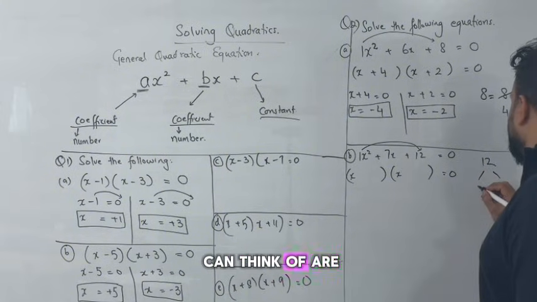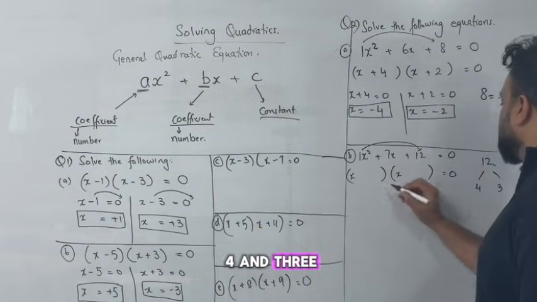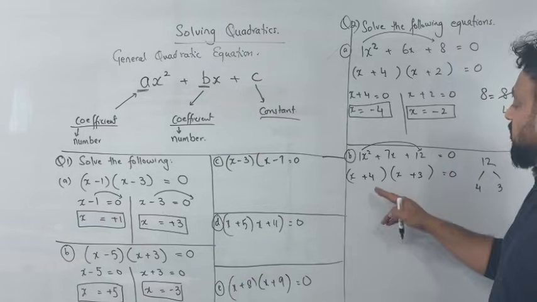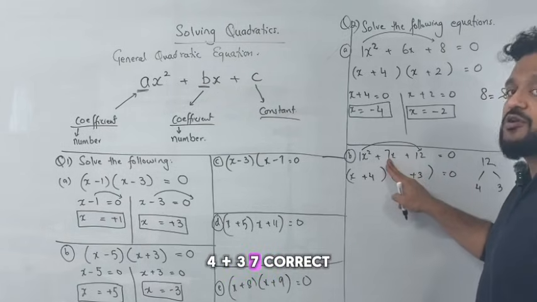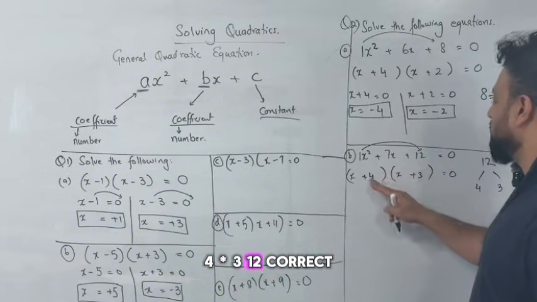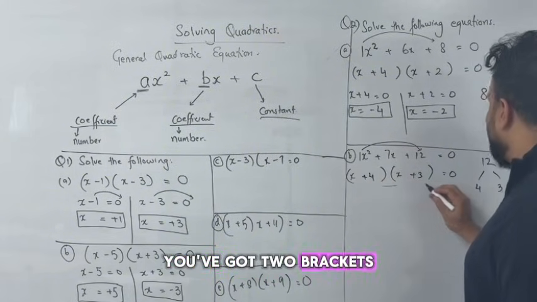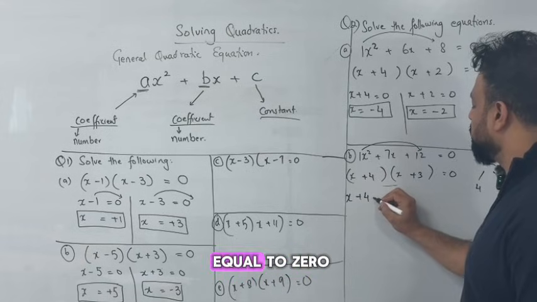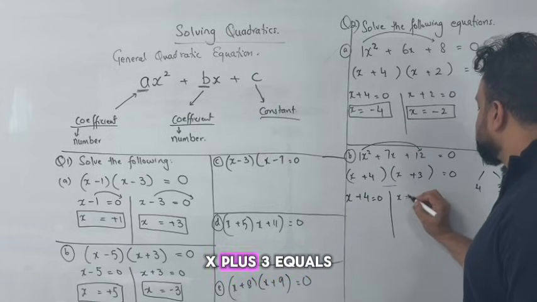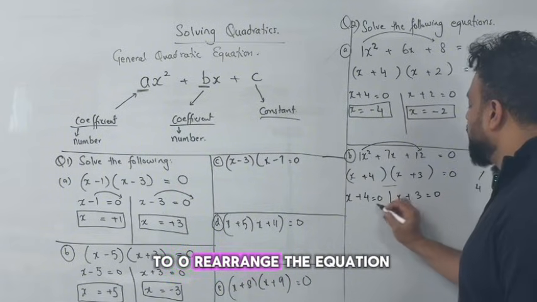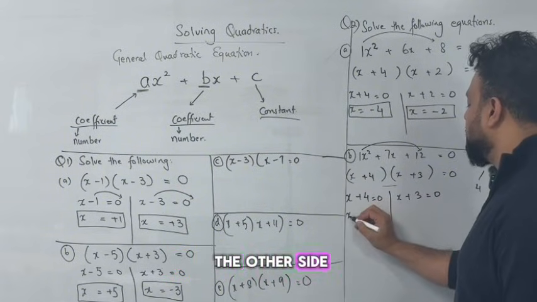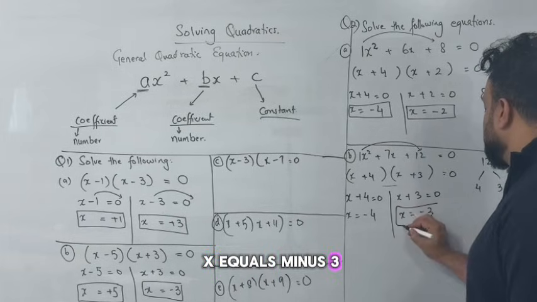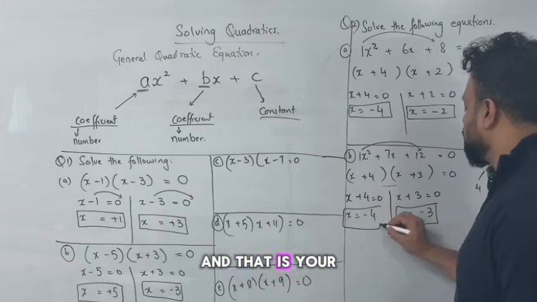So the factors that I can think of are 4 and 3. X plus 4, x plus 3. Let's check if our answer is correct. 4 plus 3, 7. Correct. 4 times 3, 12. Correct. You've got two brackets that are equal to 0. So what will we do? X plus 4 equals 0. X plus 3 equals 0. Rearrange the equation, take the 4 on the other side. X equals minus 4. X equals minus 3. And that is your answer, guys.